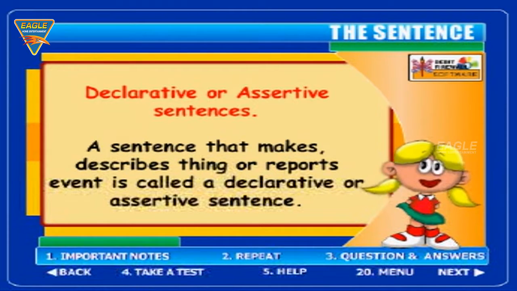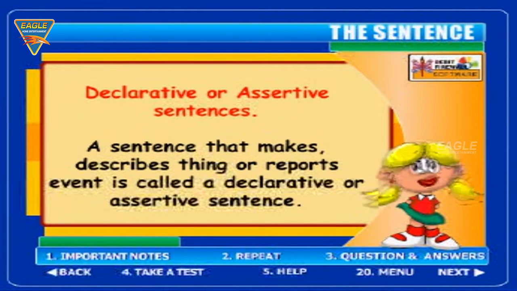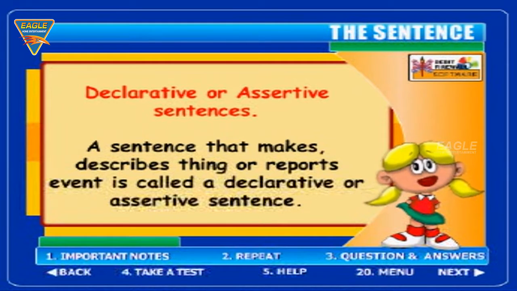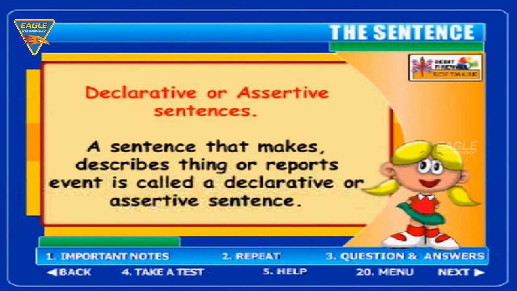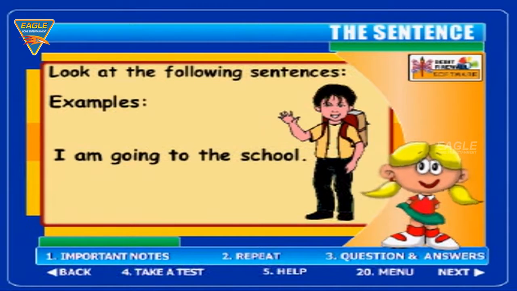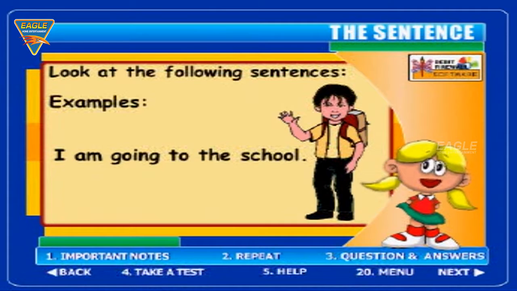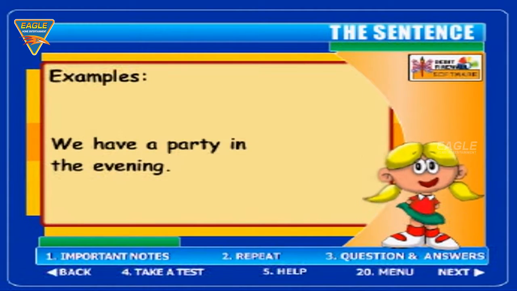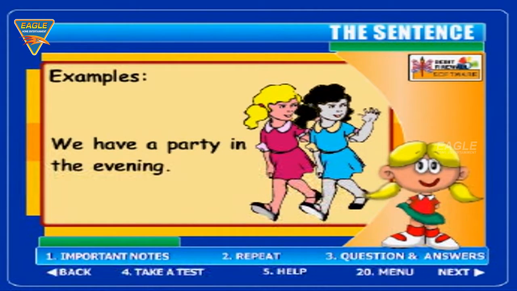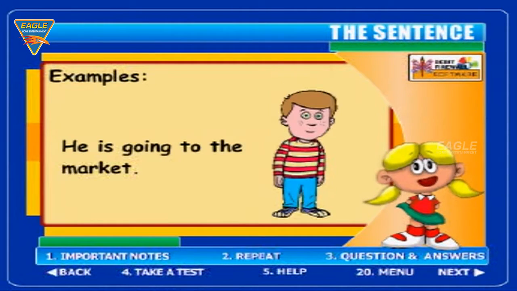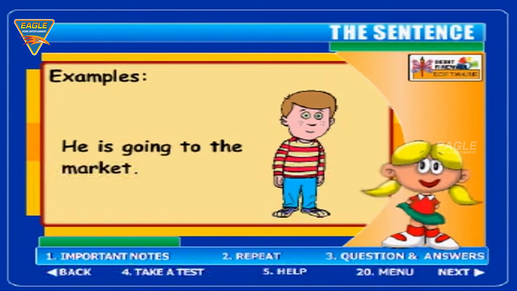Declarative or assertive sentences: a sentence that makes, describes a thing, or reports an event is called a declarative or assertive sentence. Look at the following sentences. Examples: I am going to the school. We have a party in the evening. He is going to the market.